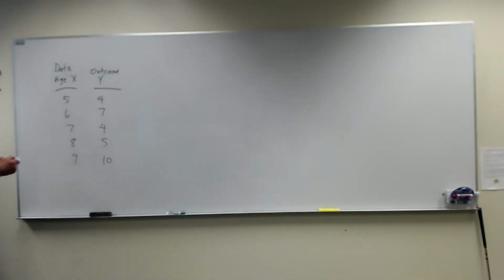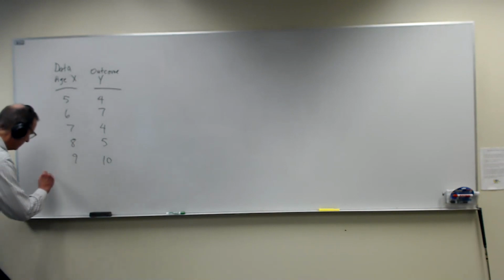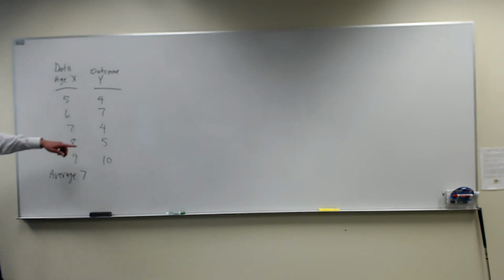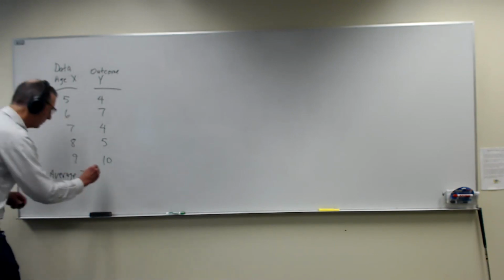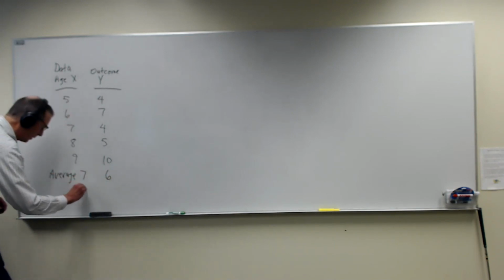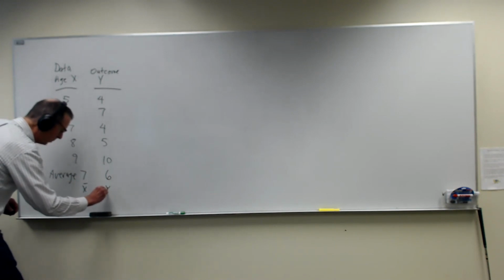So it helps to have an average, which in this case is obviously going to be 7. Over here, it's going to be 15, 30 divided by 5 is 6. All right, so this is X bar and this is Y bar.